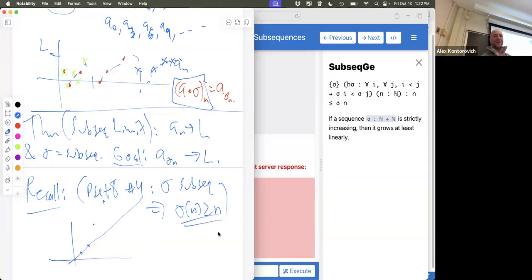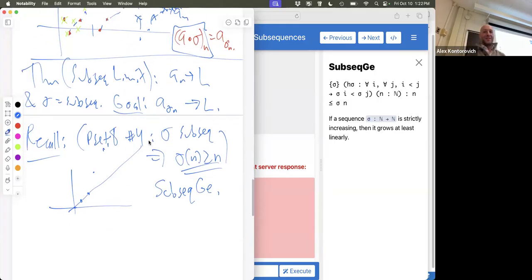Okay, so this is a crucial fact, and that crucial fact I now gave a name, and that name is subseq greater than or equal to. Any subsequence grows at least linearly. Okay. So how should we prove this? This is actually very, very easy to prove, even though it seems like an extremely powerful theorem. The proof is completely elementary.